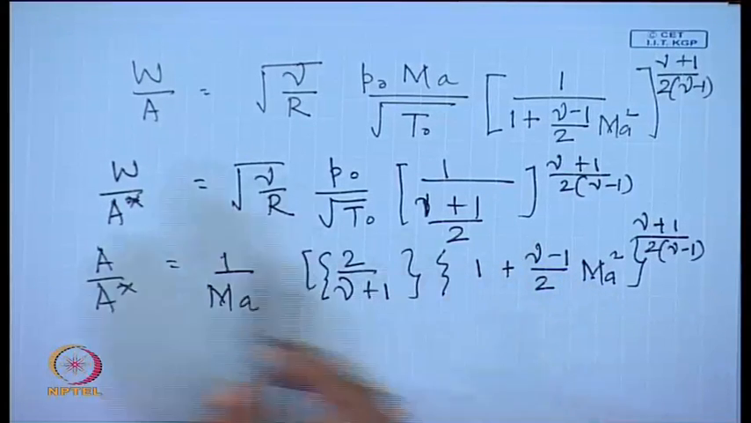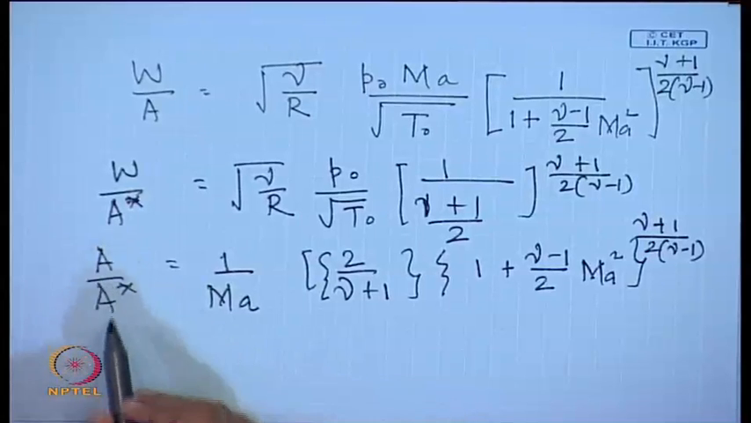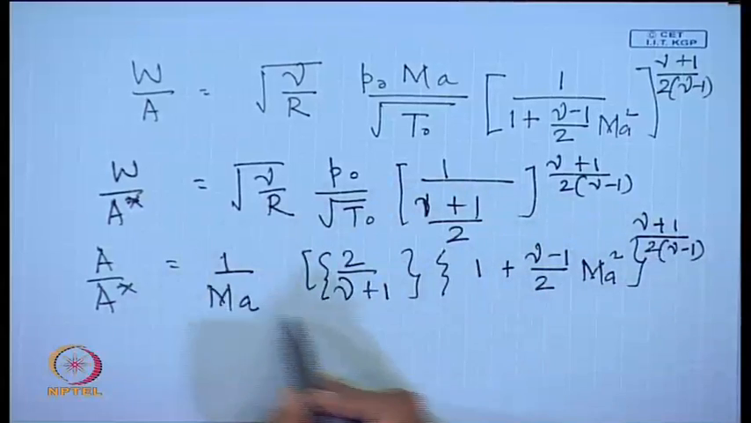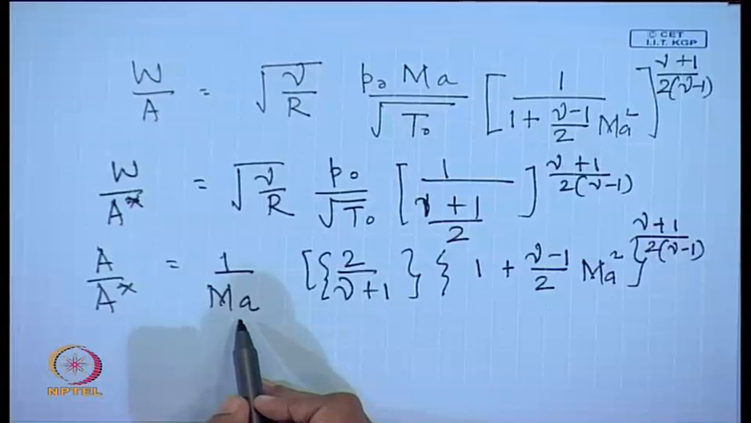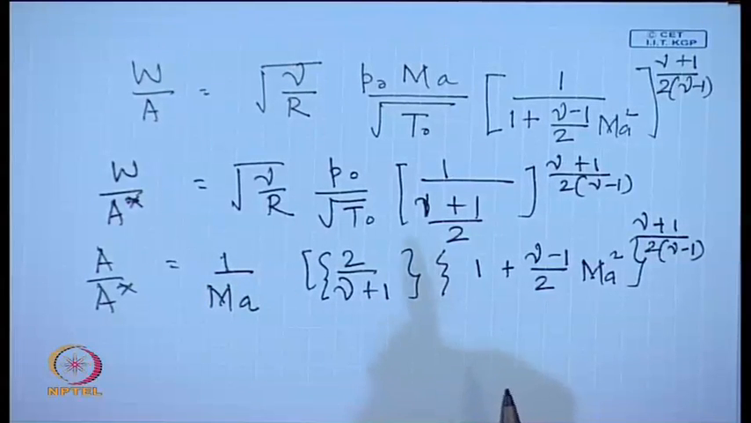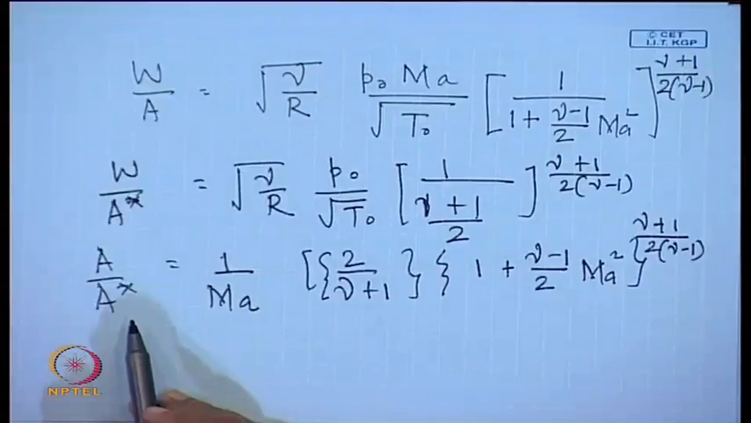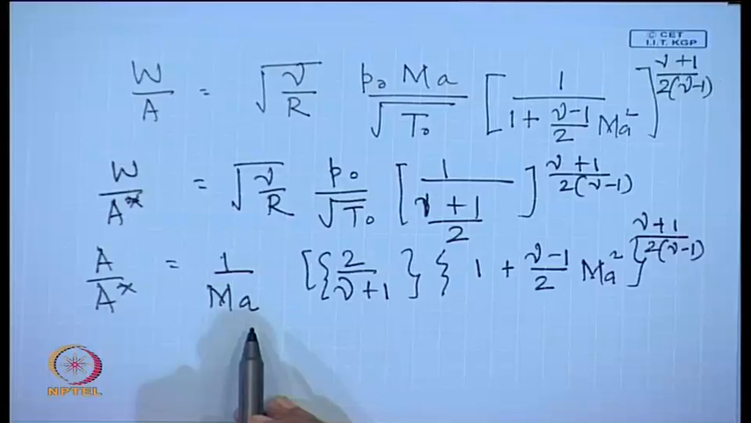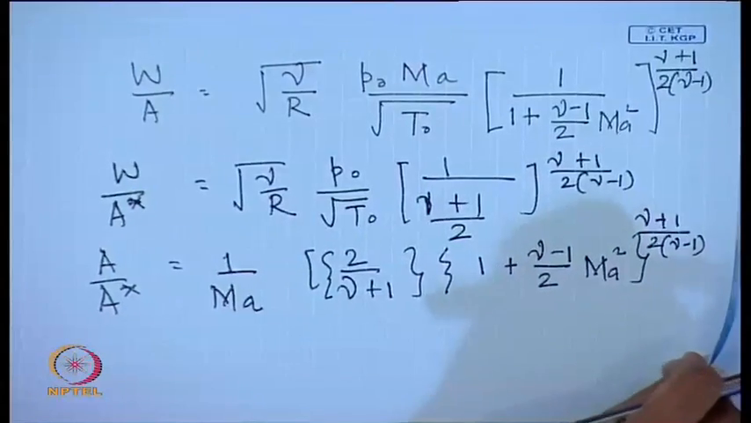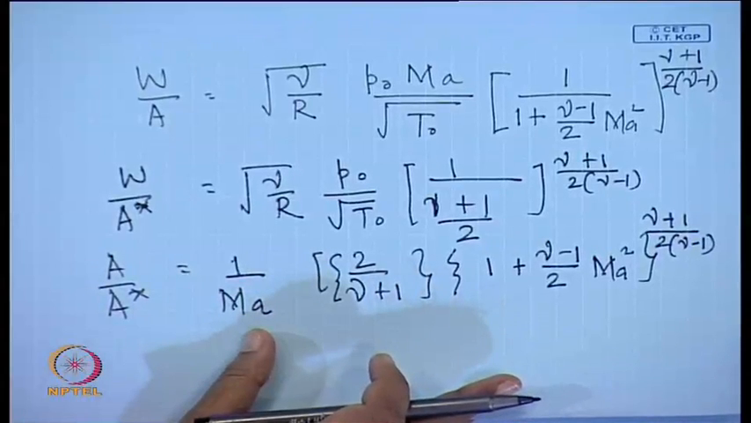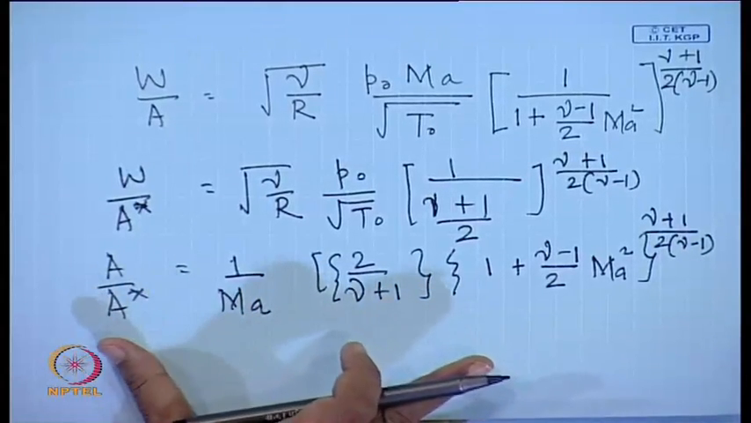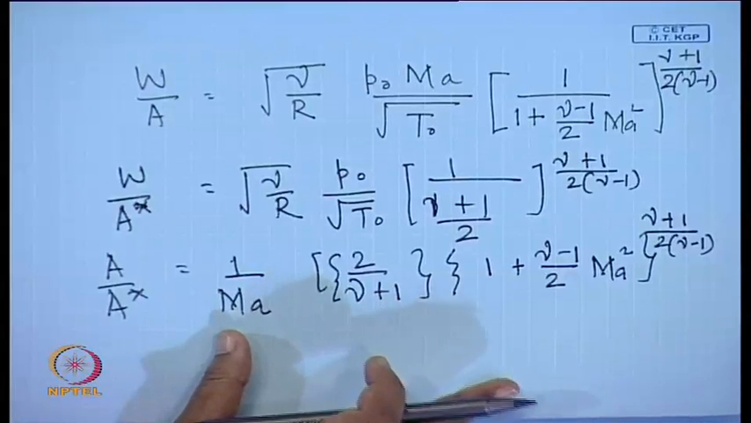So, we find that A by A star, that means area divided by the choked flow area, can be obtained from an expression. Again we find that A by A star is a function of Mach number only. Gamma is a constant, 1.4 for a diatomic gas, and so on, we know it. Okay. So, A by A star is again a function of Mach number, correct. Since it is a function only of Mach number, we can represent graphically the variation of A by A star with Mach number.